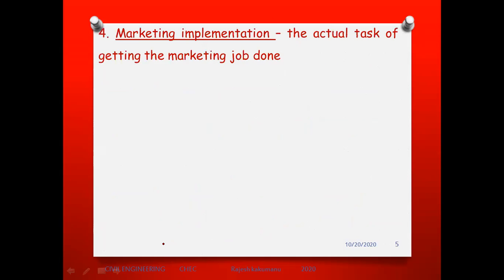Next, marketing implementation. The next concept is marketing implementation: the actual task of getting the marketing job done. What is the main concept of keeping a business? To get a profit, to do the business. So how are you implementing marketing? This is the actual task in a marketing job. The actual task is the implementation of the marketing for any commodity.